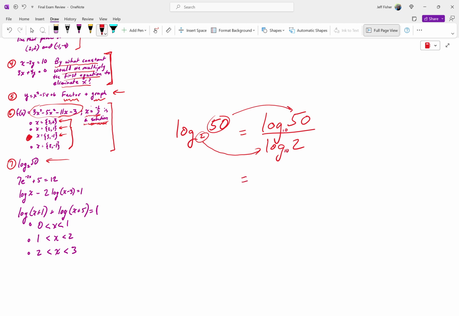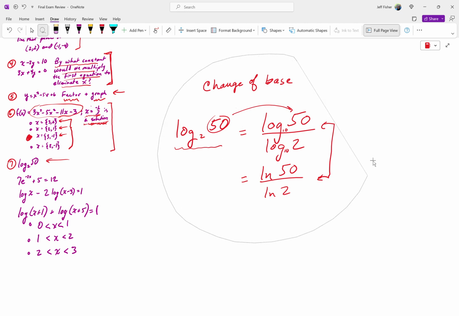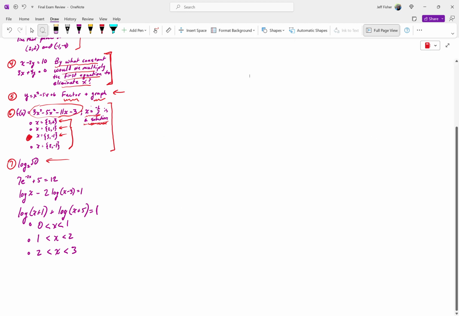So this is now log base 10 of 50 over log base 10 of 2. If we wanted to, we could have used the natural log of 50 over the natural log of 2. But either of these will go into your calculator. We plug these into our calculator and we get an actual number. But that's how you evaluate a logarithm that's not of base 10 or base e, the natural log. We do the change of base formula. This is called the change of base formula. Okay? Don't forget how to do that. Then just plug it in your calculator to get the answer.